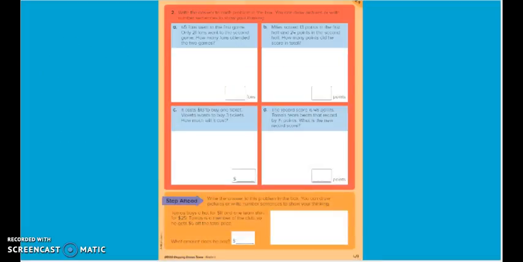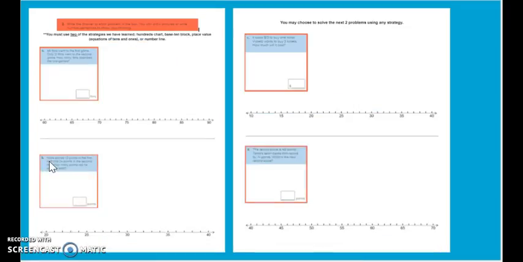Then on page 49, you have 4 different problems to solve, and you will do the same thing on these pages that I've given you. Here, you have plenty of room to show 2 strategies for each of the 4 problems. When you are finished, you will just place your extra pages in your workbook, and when I return, we will tape them back.